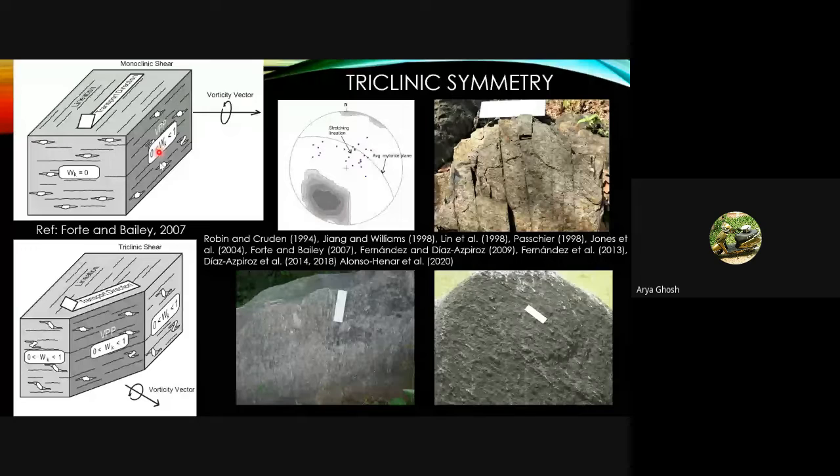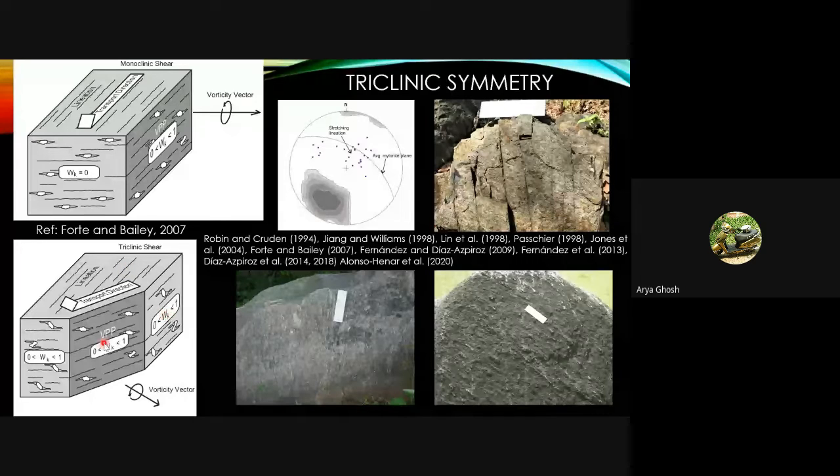But in all the other planes, it will show a Wk value equal to 0. But in our case, we are not seeing this. We are seeing that we have at least two planes where Wk values are between 0 and 1. So this is the case. In the second case, they have shown that not only on the vorticity profile plane, but in the other planes also, in the case of a triclinic shear symmetry, the Wk value will be between 0 and 1. So this is our case.